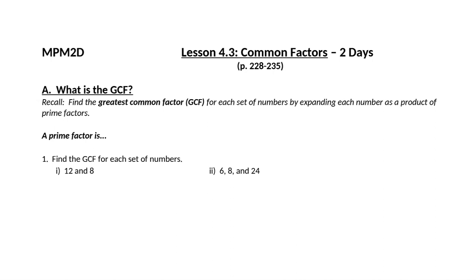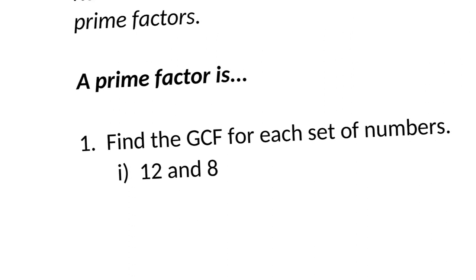When we're talking about a GCF, we're talking about the greatest common factor. Now, when you think about the greatest common factor of each set, it's done by expanding all the numbers as a product of its prime factors. So if I was looking at 12, I would do that thing that I showed you earlier in the class. Here's 12, and let's break that down.